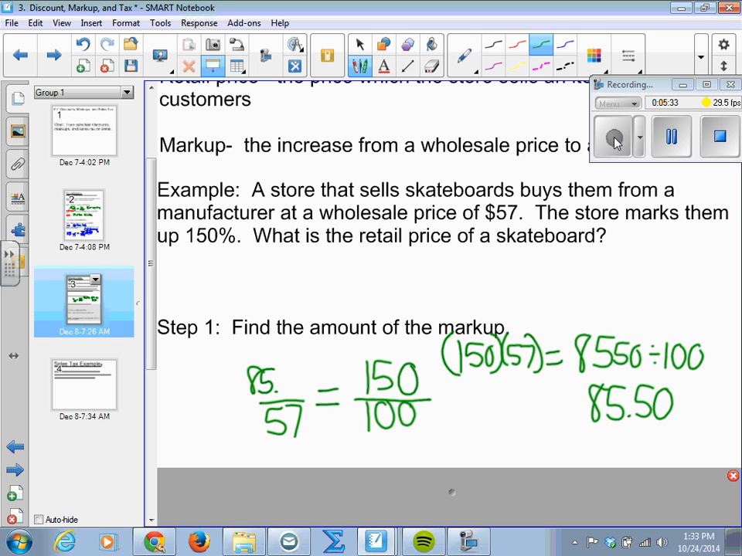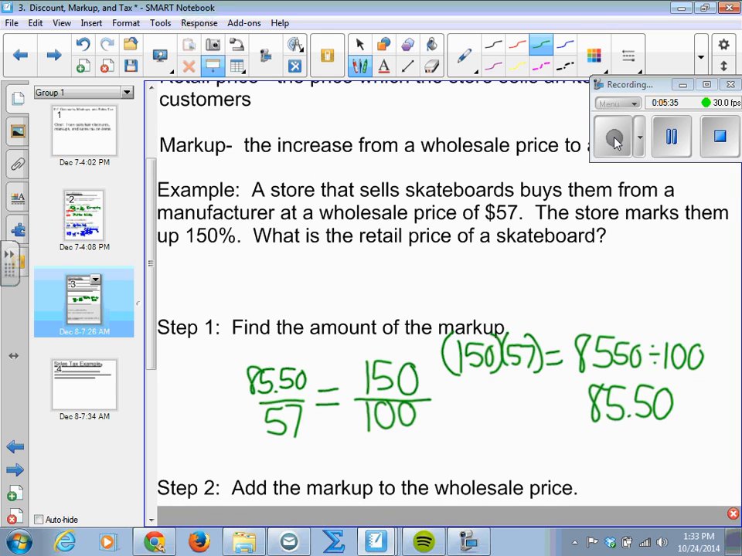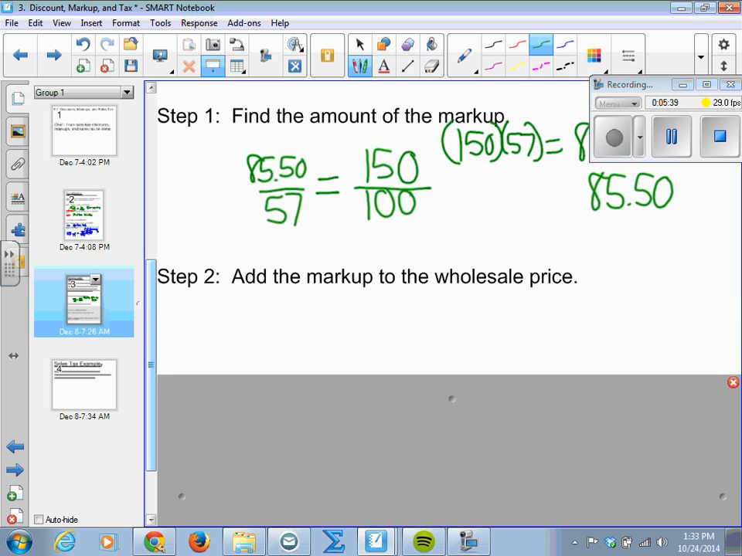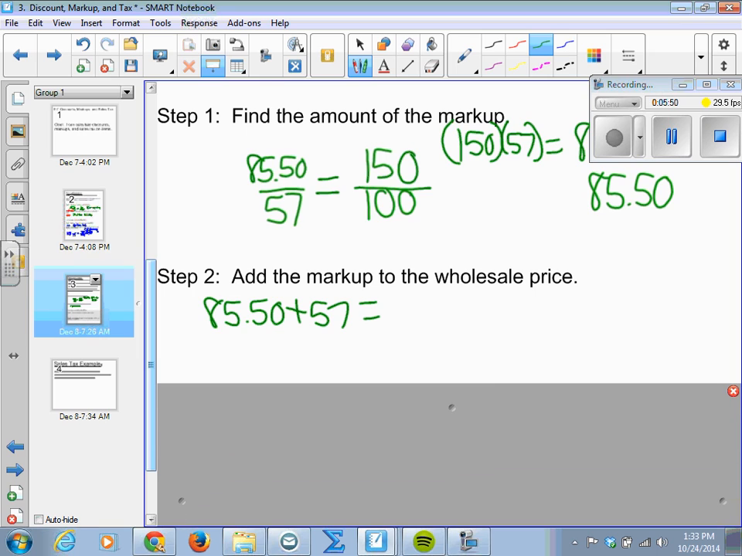$85.50. Now, since we are marking this up, we add that price to the wholesale price. So we take the markup amount, $85.50, plus 57, which gives us our answer of $142.50.